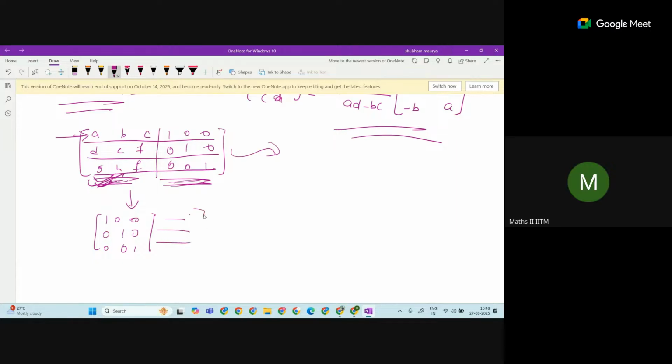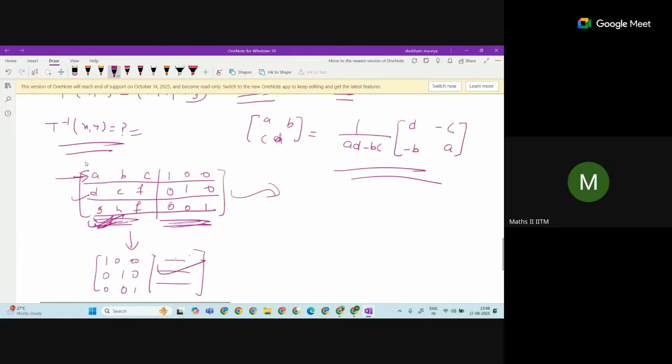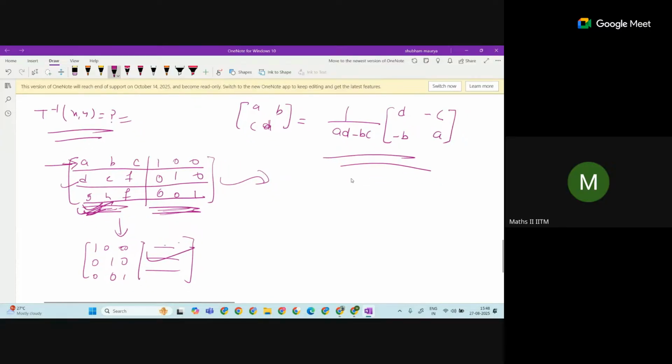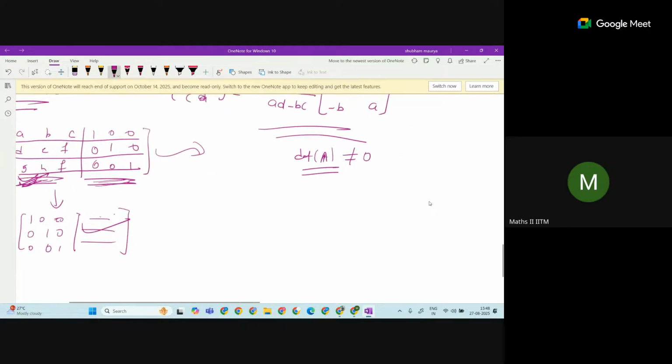and this part is what you get as the inverse. So this matrix is the inverse of this matrix. Otherwise, you can follow the minors, cofactors, and the adjoint of the matrix, and using that you can find it. One important thing is the determinant of the matrix: if you are finding the inverse, the determinant of the matrix is not equal to 0.